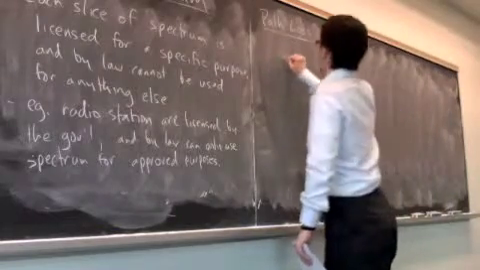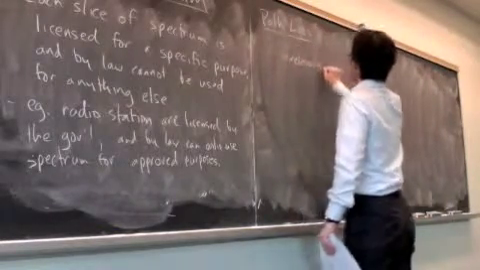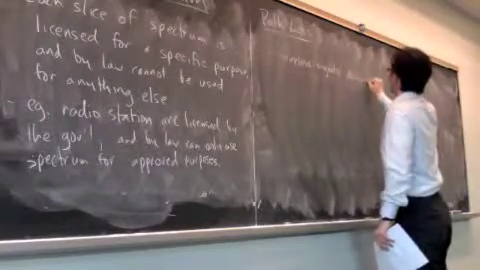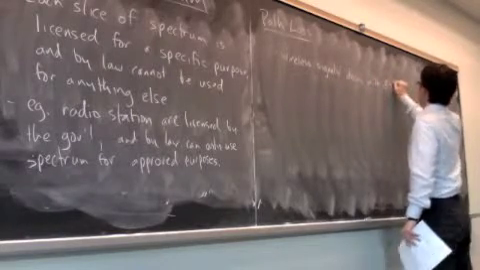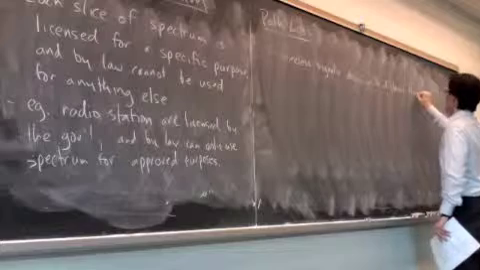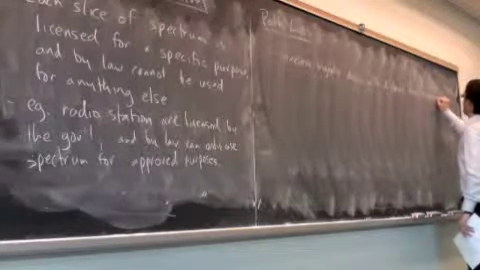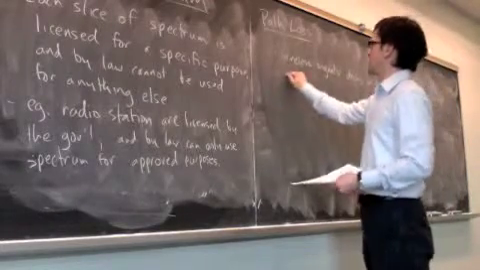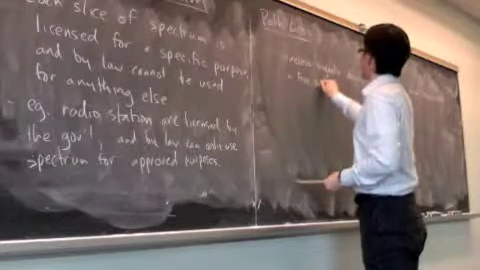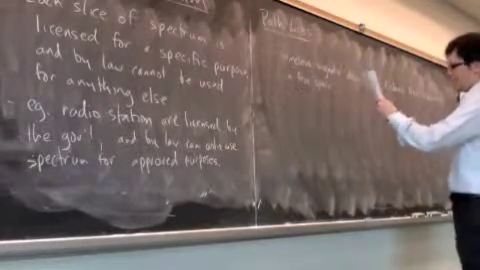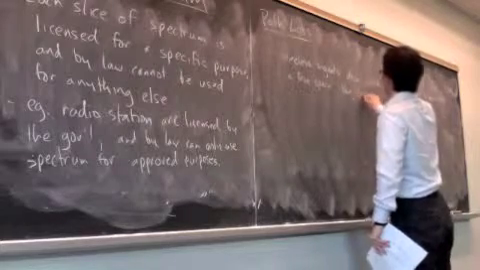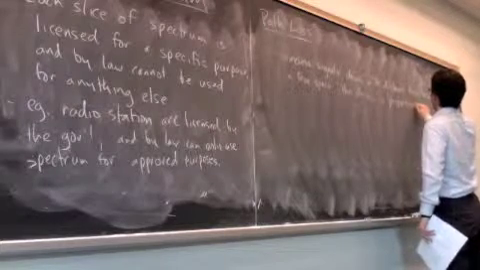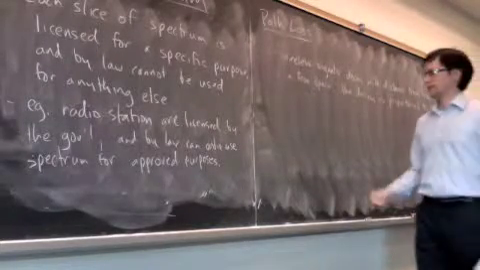So wireless signals decay with distance from the transmitter. And in free space, the decay is proportional to the size of the wavefront.